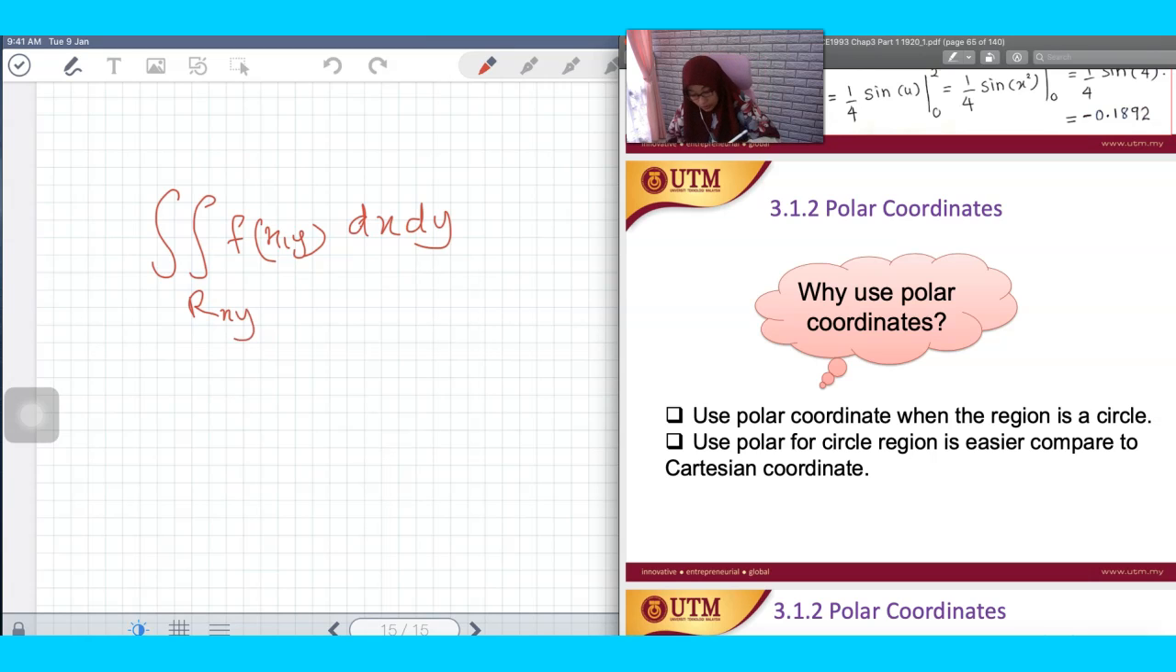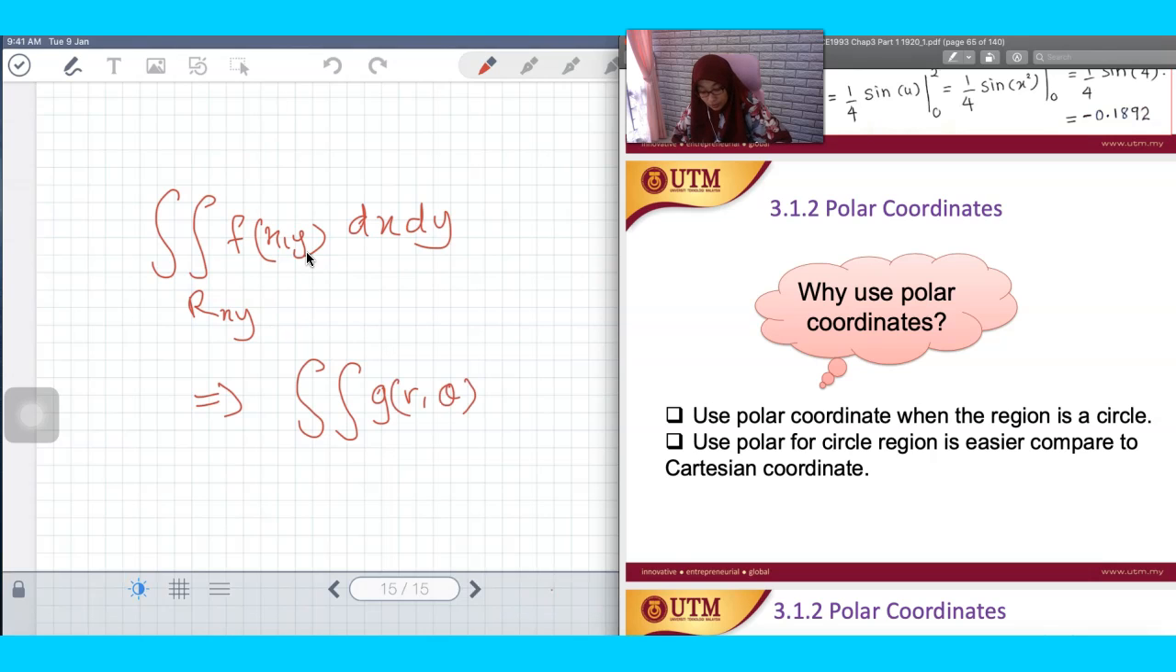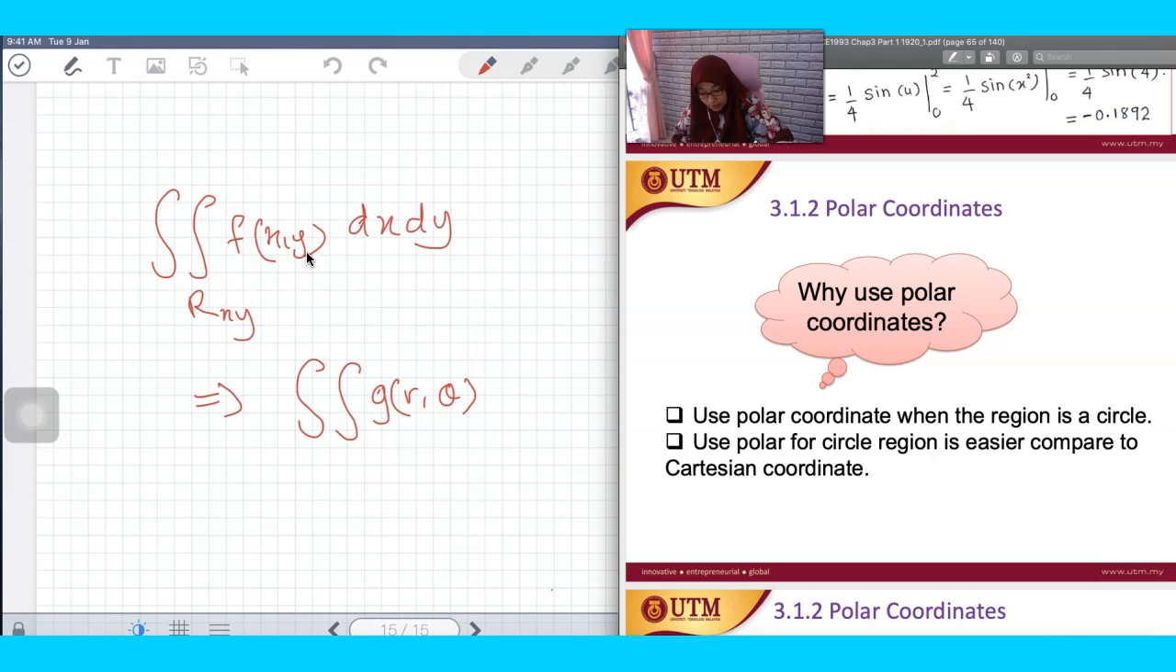Okay, so now what we have is you will convert the whole integrand into a polar equation. So you will have a different expression, but using the given expression in x and y. When you convert into r and theta, you will have another form. Okay, and then, I just put the dA first.